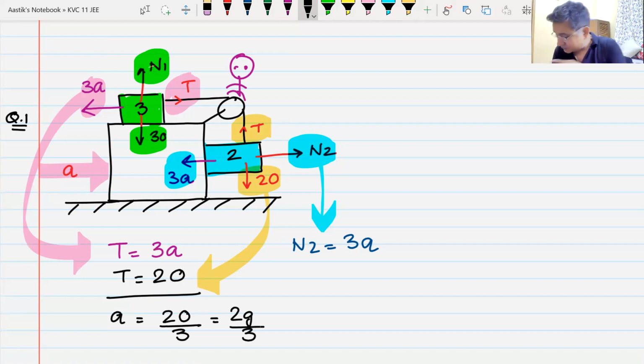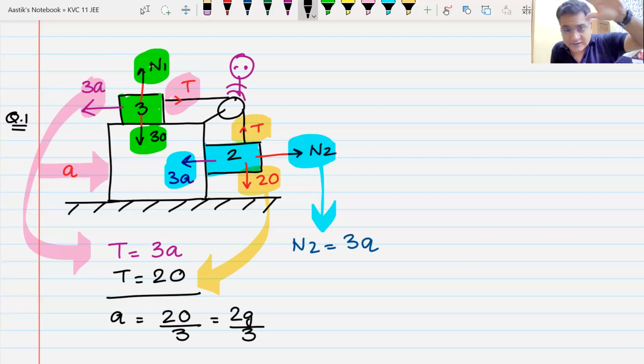Now I can ask you a question. If this acceleration is less than 2g by 3, then what will happen? Well, then the hanging block will go down and this block will move here. But if the acceleration is greater than 2g by 3, then what will happen? With respect to the bigger block, the 3 kg block will move here and the 2 kg block will start to move upwards. Interesting. At 2g by 3, the blocks will remain stationary, less than 2g by 3 here, more than 2g by 3 here. Do we understand this?